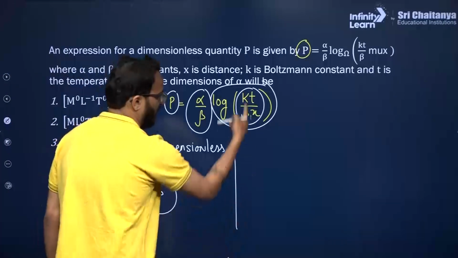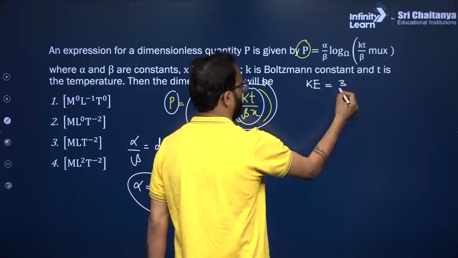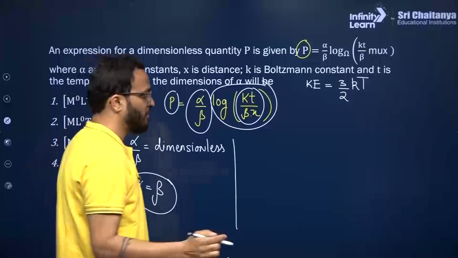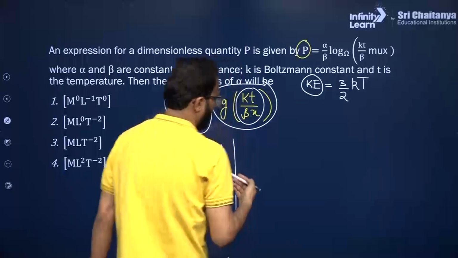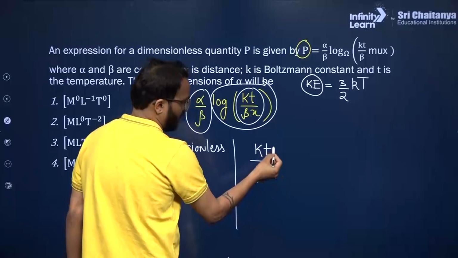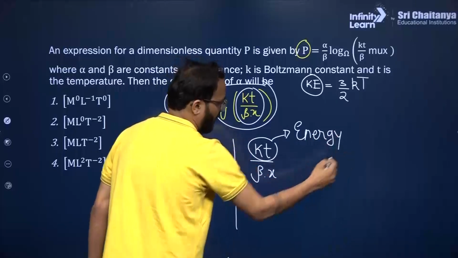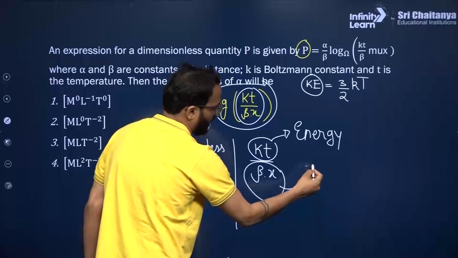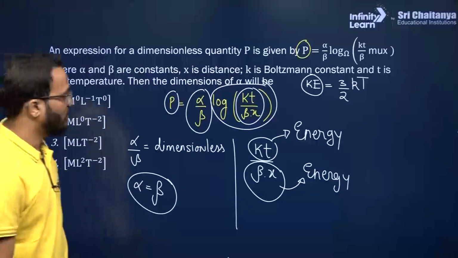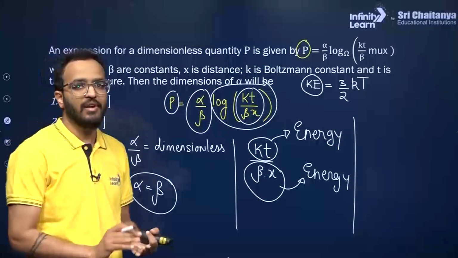Now let's come to this point. kT is what? We know that kinetic energy is 3 by 2 kT. Right, so kT technically represents the energy. So in kT by beta into x, kT is energy, so technically beta x will also be energy, right? So finally we got this info that beta x is energy. Now energy or work, we can say dimensions of energy, work and heat are same.